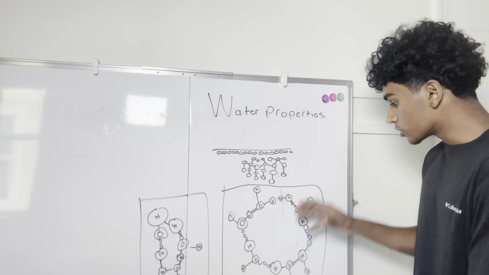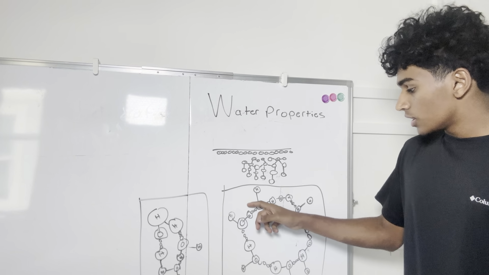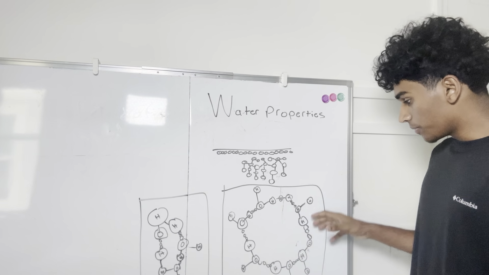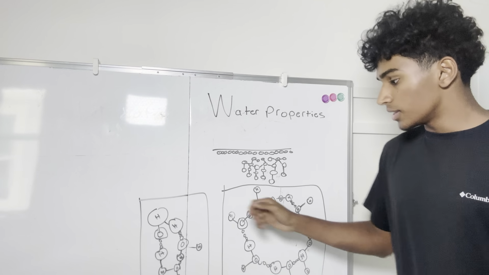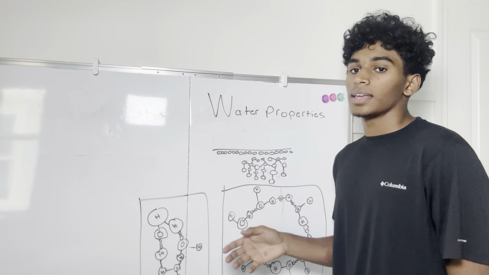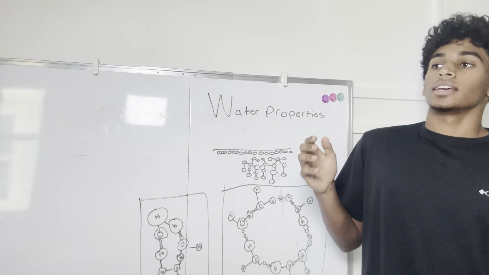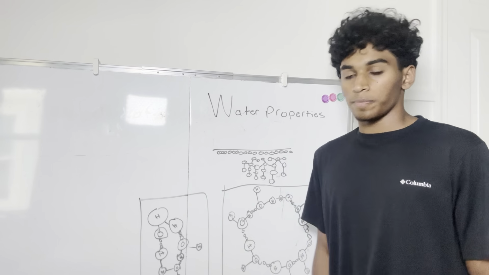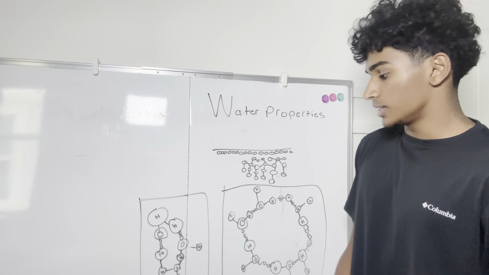So all these molecules are more spread out. They're with hydrogen bonds, right? They're more spread out, less dense. And these are more compact, they're more dense. And that is why ice floats when it's in liquid water. It doesn't sink because it's less dense.